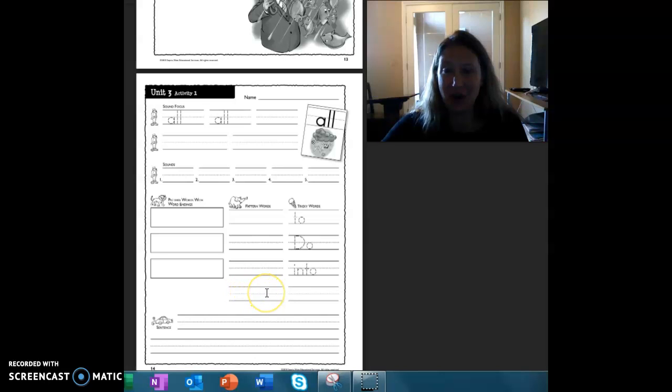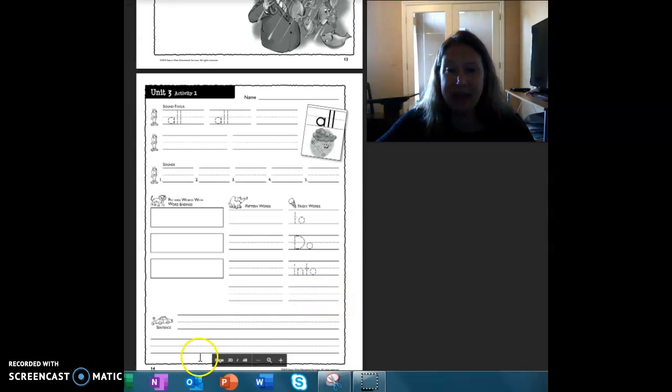Next, we're going to write the tricky words on the line over here. Your first tricky word is already written for you, and you're going to trace it. It's the word to. Next word, do. Next word, into. And the last word that you're going to write here on the line is the word were. Like, were you ready to learn today? Were. Should be spelled W-E-R-E.